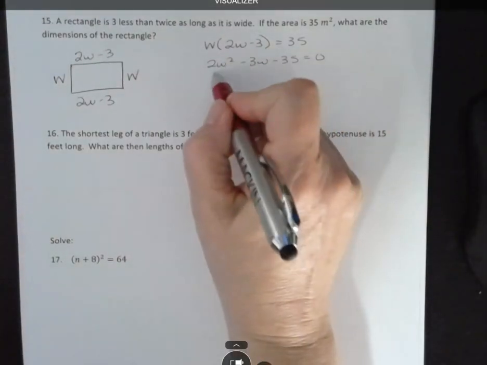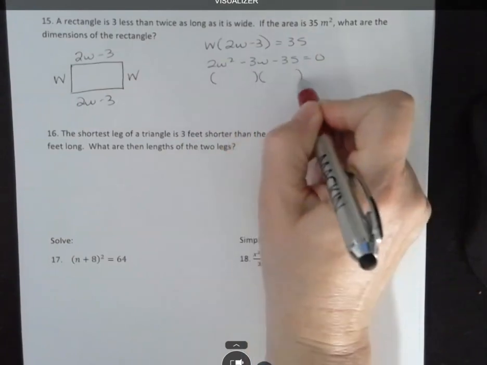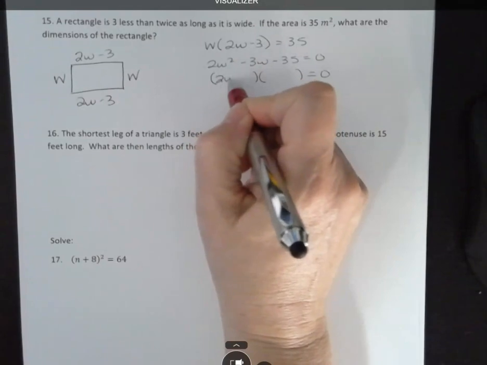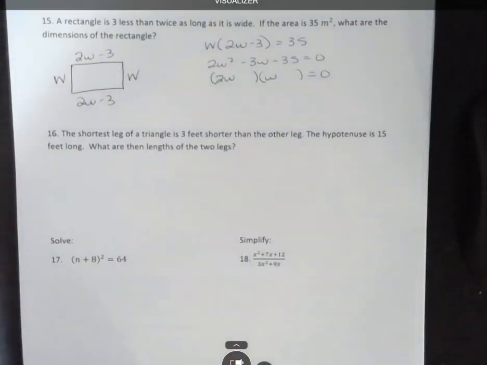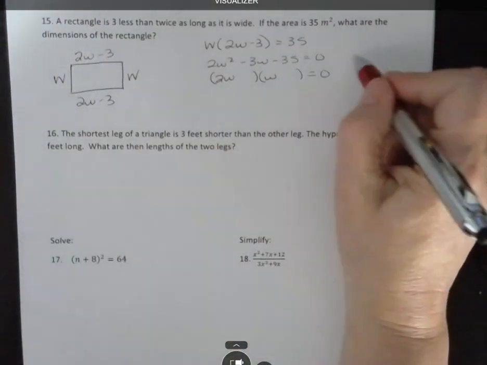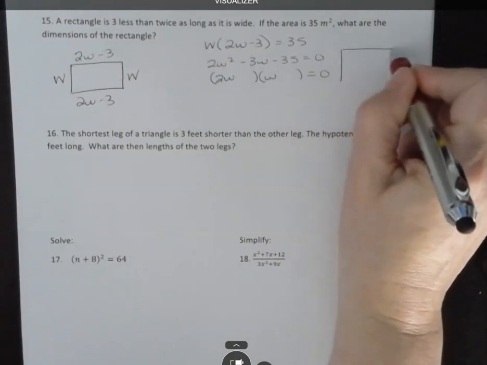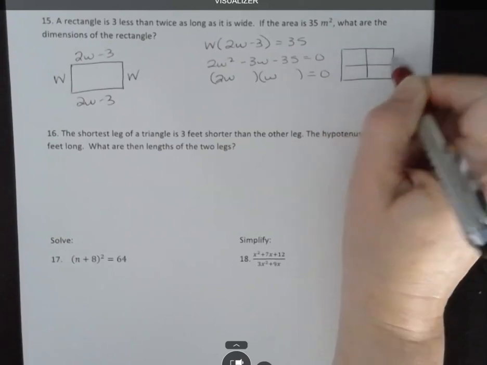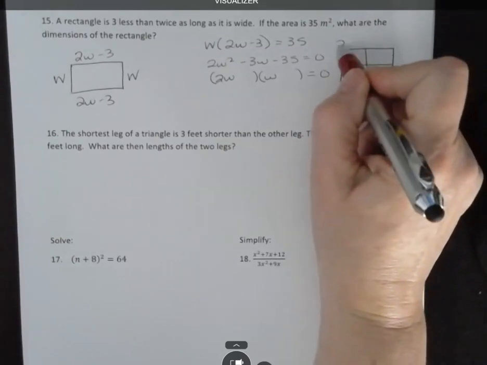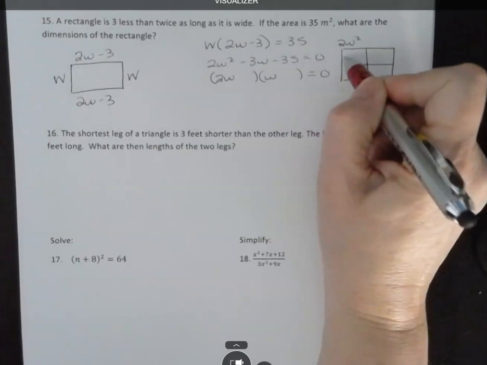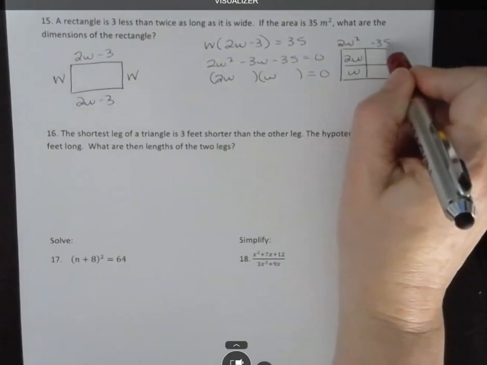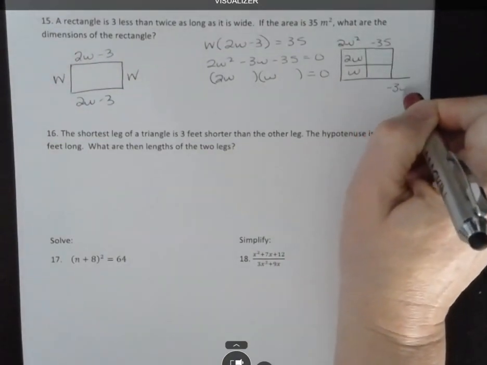Now I'm hoping that I can factor this into something that is nice. You can use the box method. I can see 2w squared is 2w and w. But if you don't see it, you can always use the box method to help you out on any of these kind of problems. I have 2w squared, which I just said was 2w times w, because there's really no other way to do that. And then I have minus 35 up here, and I have negative 3w down below.